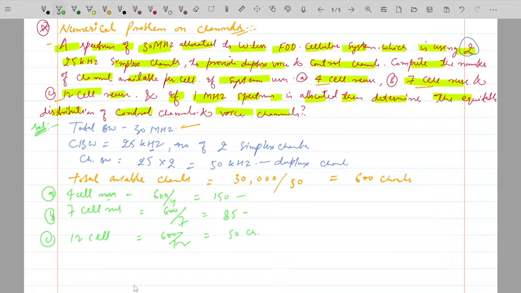And if we use a 7 cell reuse system, then a total of 85 channels are used in every cell in the 7 cell group or cluster. So if we use the 4 cell reuse, then a total of 150 channels will be used in the 4 cell reuse system.